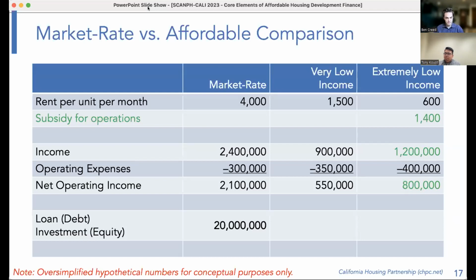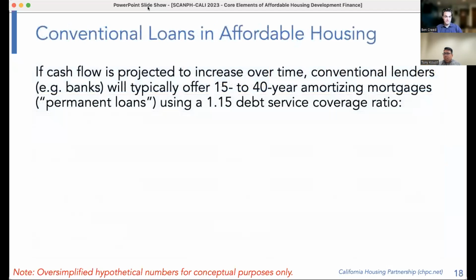month, year over year, then suddenly the income is not only high enough to pay all of the bills, it's actually high enough to have even more money left over than the very low income case. Still a lot less than the market rate example, but now we're paying our bills and we've got some money left over. And so just like the market rate development can take some of its 2.1 million of net operating income and go to a lender and say, would you like to make me a loan? So can affordable housing development.